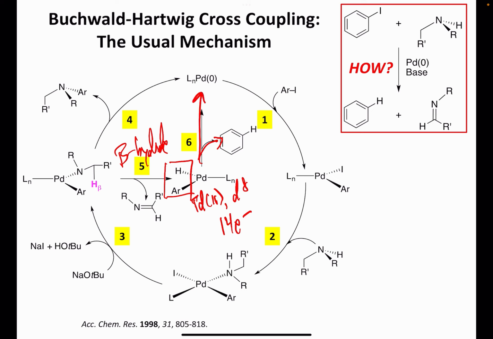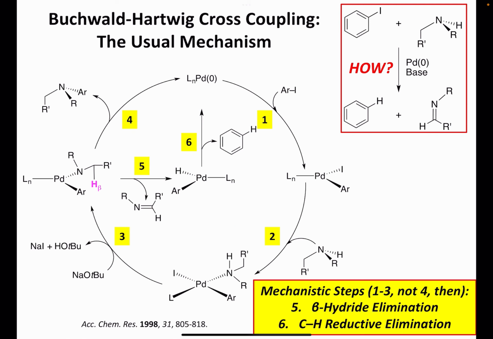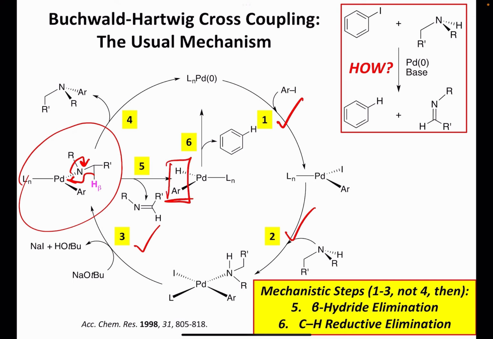The formation of the products in the box occurs via the first 3 steps of the same mechanism: oxidative addition of the aryl halide, nitrogen coordination, followed by deprotonation and salt metathesis. You now end up with this intermediate that has a beta hydrogen. You get beta hydride elimination, followed by CH reductive elimination at palladium, which will generate your palladium 0 starting material, or active catalyst, and round you go.